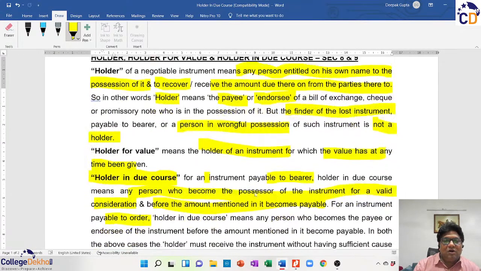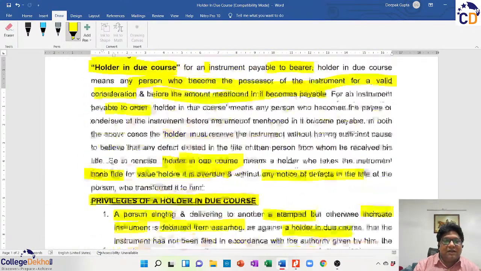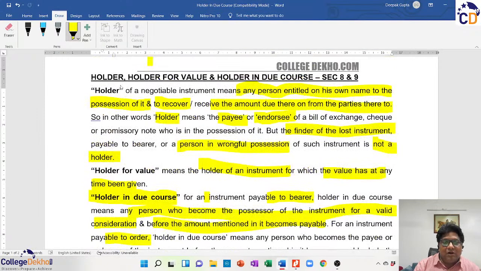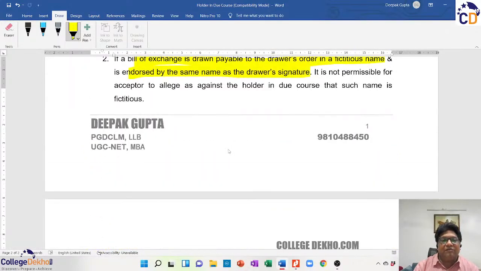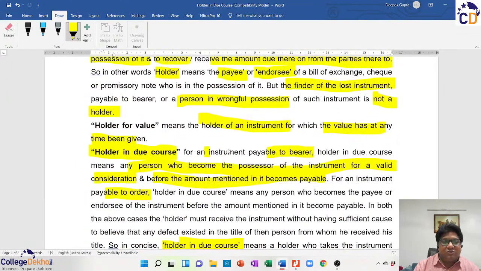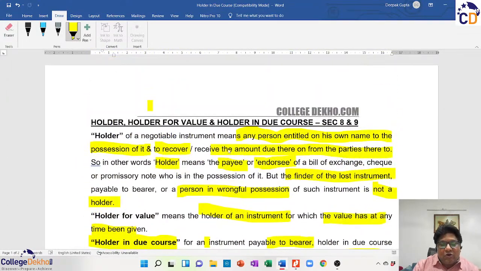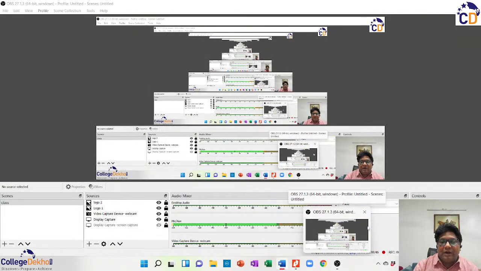So on this note, I hope we are able to understand all these concepts. We have discussed what is a holder, what is a holder for value, what is a holder in due course, we have underlined the difference between a holder and a holder in due course, and we have understood the privileges of becoming a holder in due course, which motivates us to always receive or become the endorsee before the due date. So I hope this session was of use to you. It must have helped you in your exams.